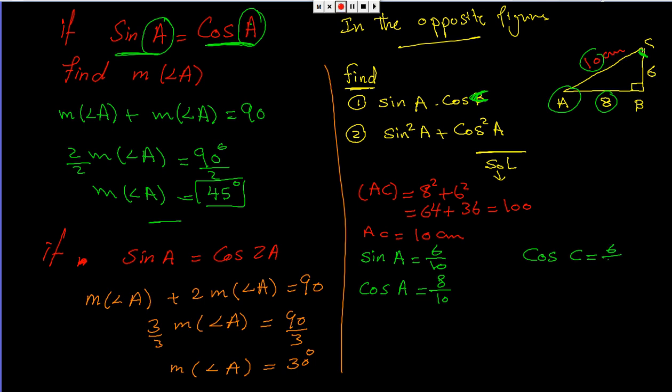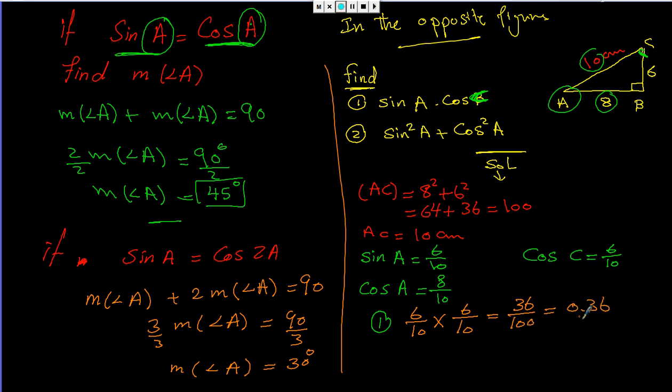After that, let's calculate the first required. Sine A is 6 over 10, multiplied by cosine C, which is also 6 over 10. 6 over 10 times 6 over 10 is 36 over 100, which is 0.36.